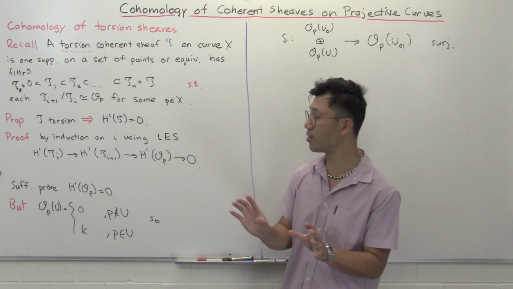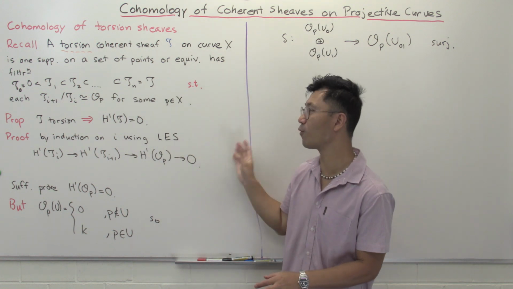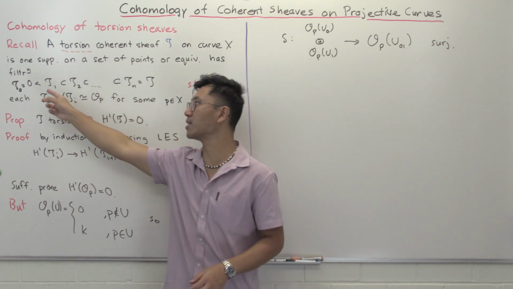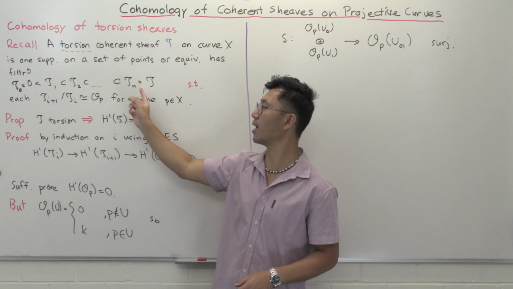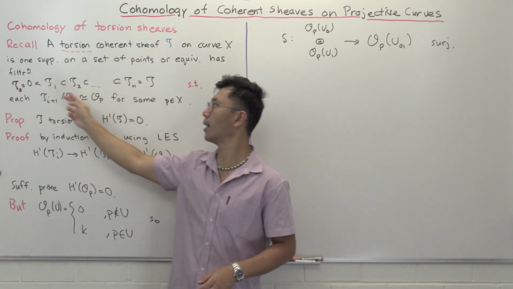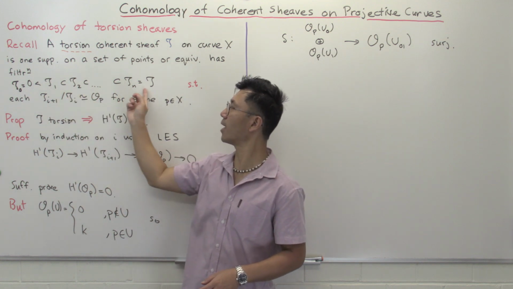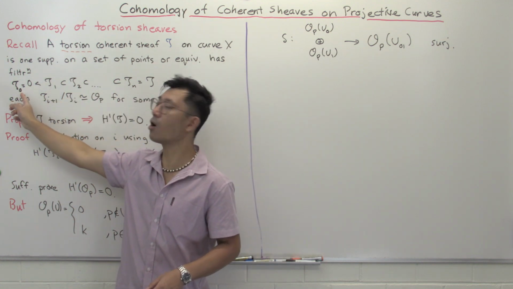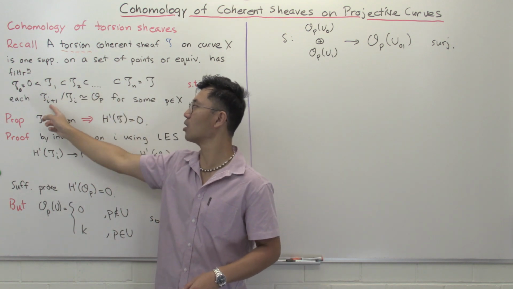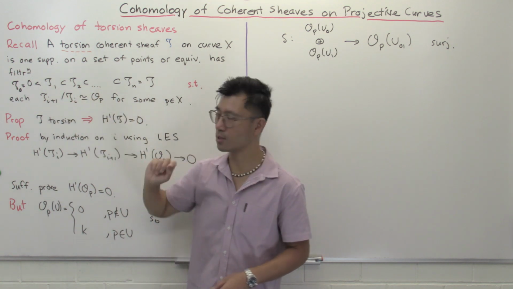Okay, and I want to show you that we basically have the technology to prove this, and it's quite easy. The way we'll do that is we'll just use induction. We'll use induction on this set of torsion sheaves here. So for i equals 0, we're okay. And let's prove it for i plus 1, assuming that H1 of T_i is equal to 0.